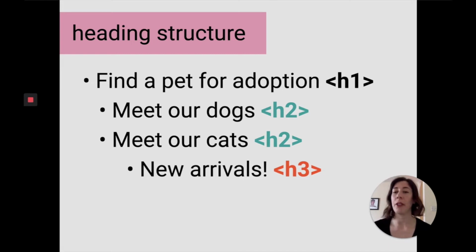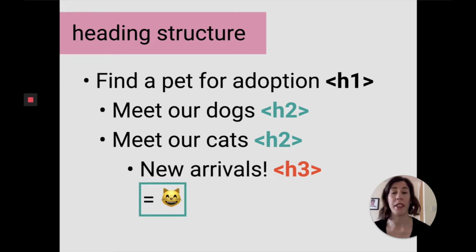But if we change that new arrivals header to be an H3, suddenly we've changed the outline of the page, and I can understand that new arrivals sits underneath meet our cats, and so I'm only going to find cats in this section. And I've purposely used indentation to show the different levels here, because that's how I think about it. I think about it like a little nested structure. And that's basically what it is. It's a document outline with things nested inside of each other.